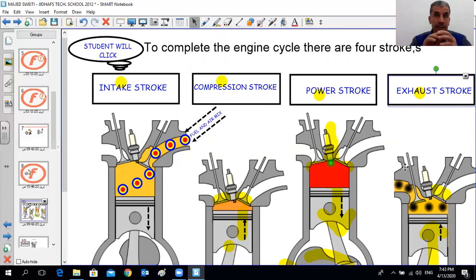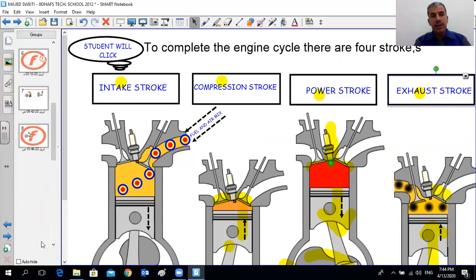Then we have the power stroke, which collects all the things needed to make a fire. Add the fuel and air in a closed area and compress it, so it will make power. This power will move the piston. Then we need to remove the exhaust gases. So the exhaust valve will open, and the piston will go up to push the exhaust gases out of the engine.